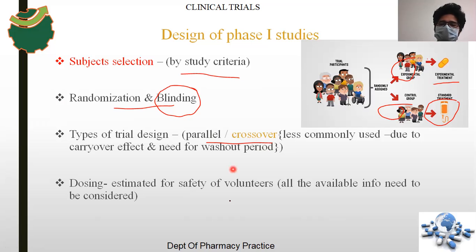Next, dosing. The dose is estimated for the safety of volunteers, and all the available information should be considered. Generally when we go for phase 1, we have certain data from preclinical trials. That data should be considered, and we should go for dose escalation.